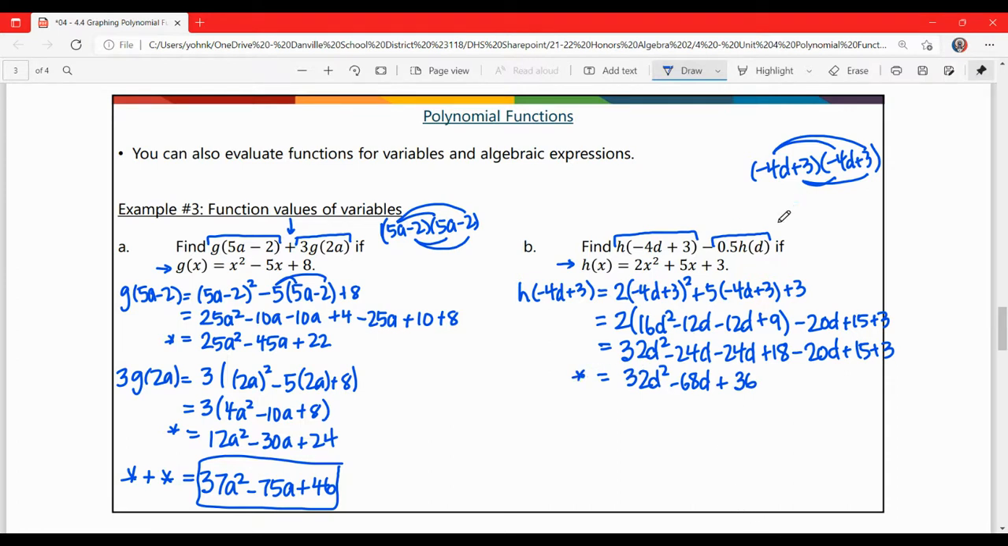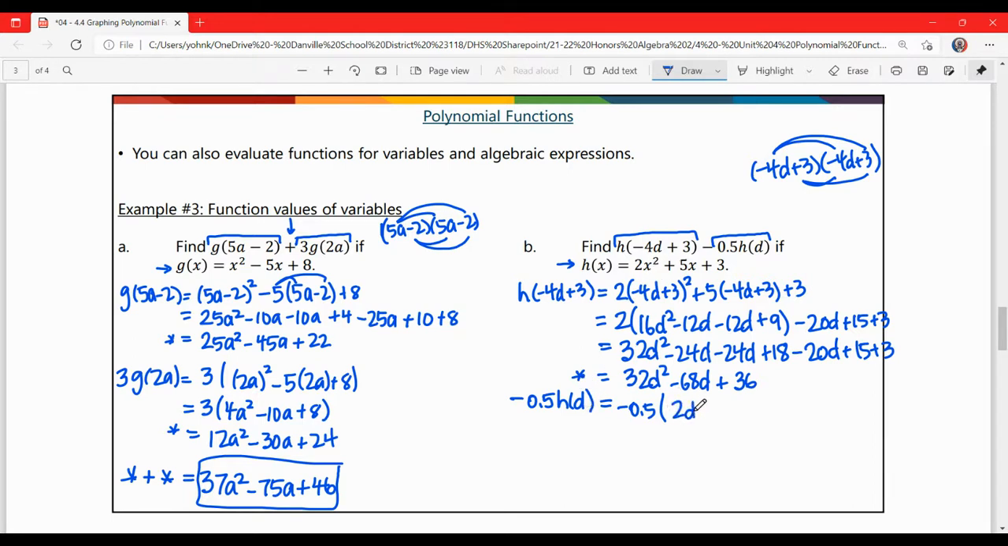Now we have two options for the second half. I can figure out what negative 0.5 h of d is and then add my answers like before. Or I can use the subtraction for after I get my two answers. I encourage you to do it now so that you don't have to worry about distributing it later. So I'm going to find negative 0.5 h of d. That negative 0.5 is going to hang out on the outside. And ooh, this one's really easy because all we're doing is substituting d in for x.